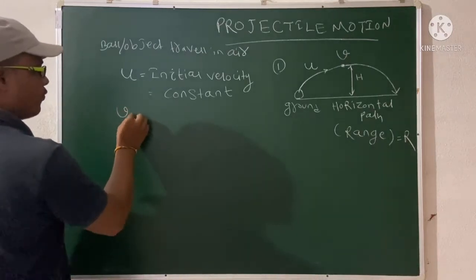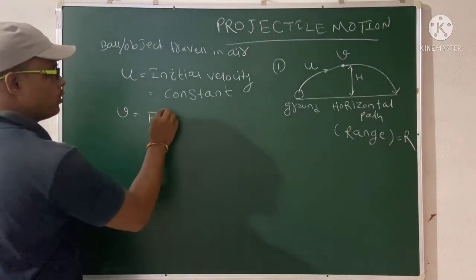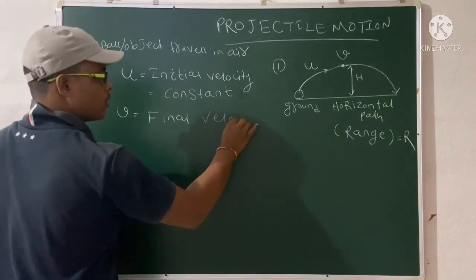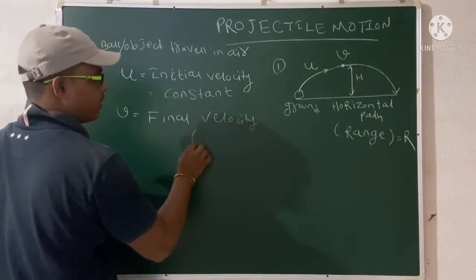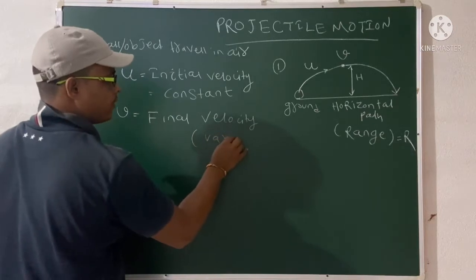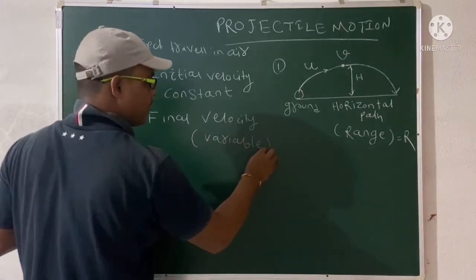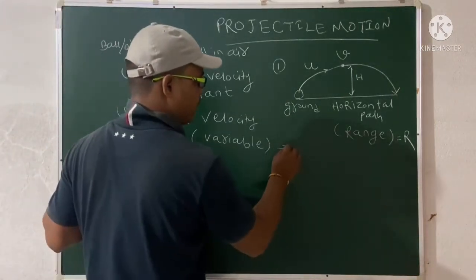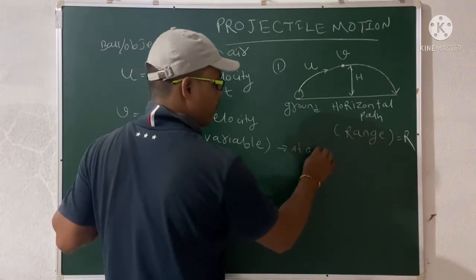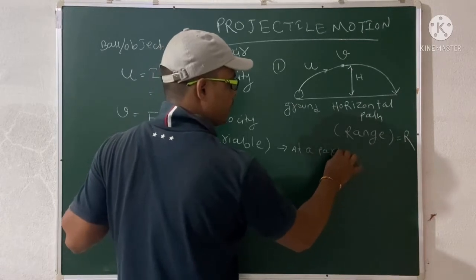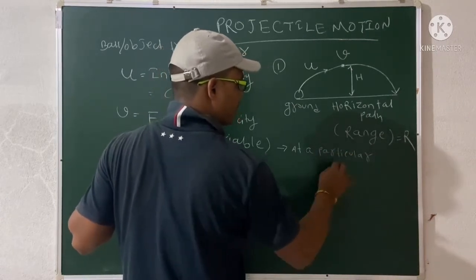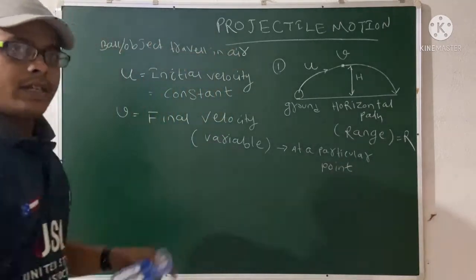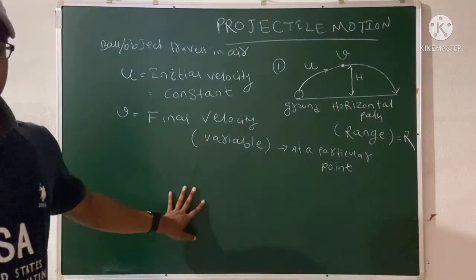So v is your final velocity. Remember, these terms we will use. v is your final velocity, but this is not constant. It is variable. That means it will depend on the point, and we will calculate it at a particular point.